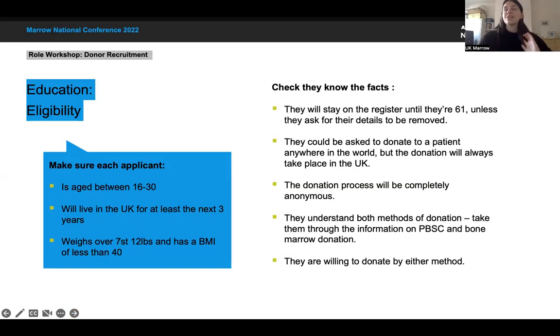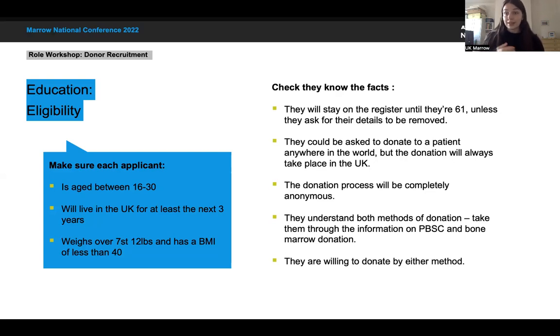Now, the reason the education desk and that approaching is so important is because as long as this stage is done correctly, we will have very high quality donors on the register. So somebody who has been properly informed, who knows exactly what they're signing up to, and who is happy to go ahead with both methods of donation is what we define as a high quality donor. And that's because they're the most likely to actually go on to donate if they're asked to do so, because they've already had all the information and they thought about it when they signed up.